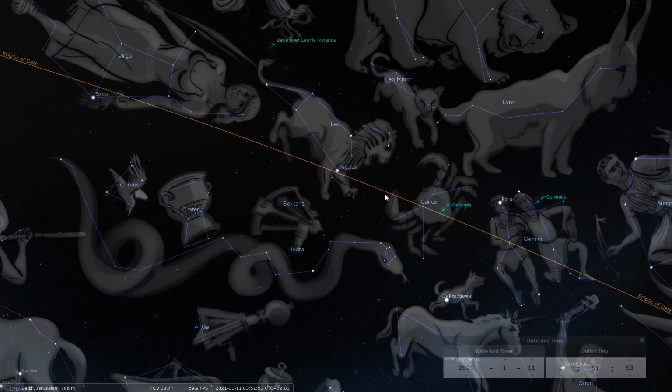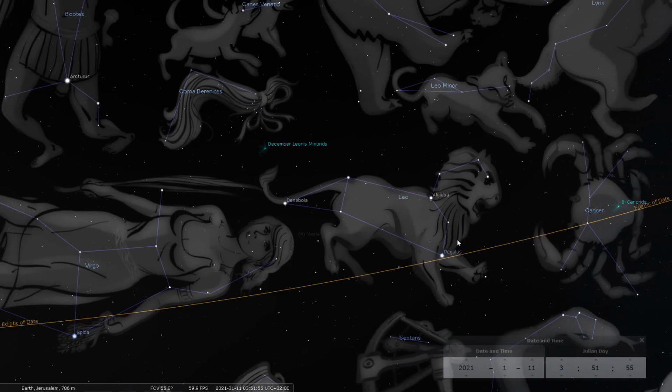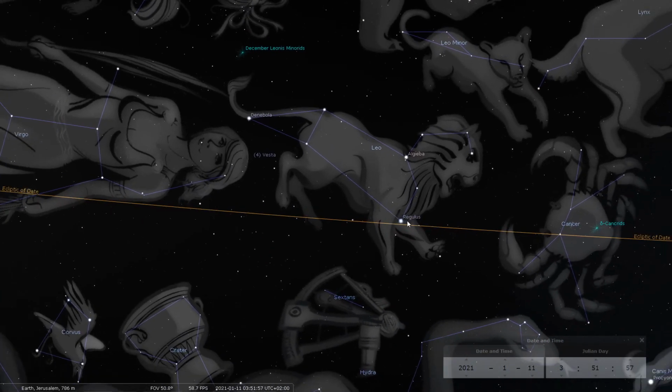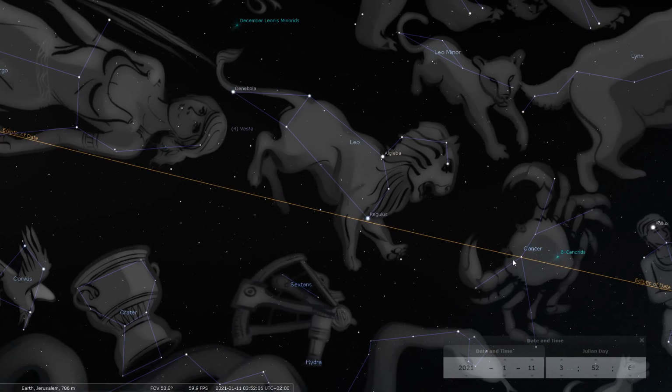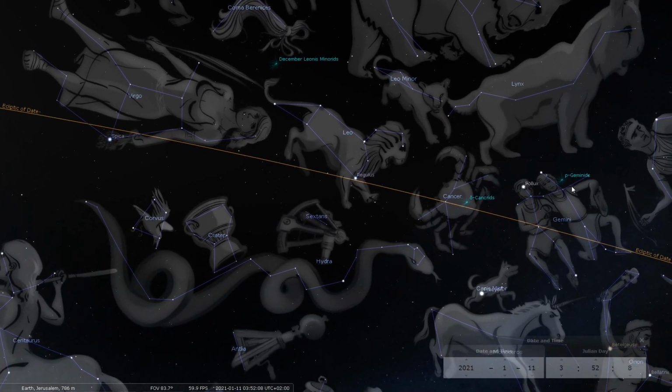Cancer is like passing the threshold, and then near the end of the tribulation, Jupiter will just enter Leo, conjuncting with the King's star. And then shortly after, Venus will also come in, the bright and morning star, returning to Israel.